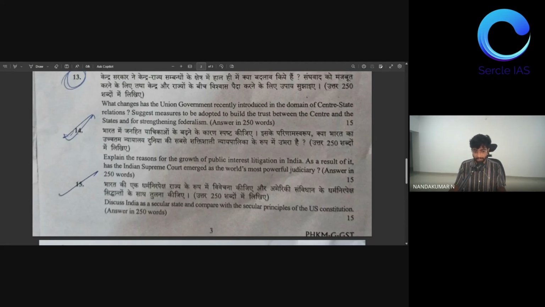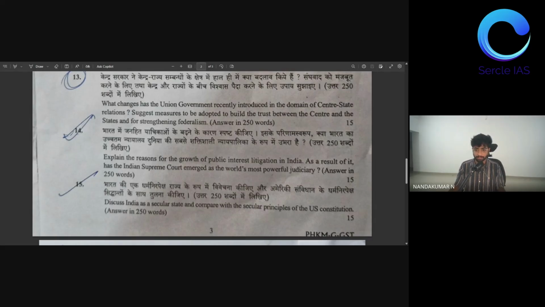Okay. Last one, discuss India as a secular state and compare with the secular principles of the US Constitution. Comparison of Indian constitutional schemes with that of other countries. Also, you need the textbook of political theory to understand what is Indian secularism with clarity. And you need books or materials beyond Laxmikant to understand the secular principles of the US Constitution. So make notes and prepare with the help of syllabus and the PYQs. Practice under the same strategy, right?